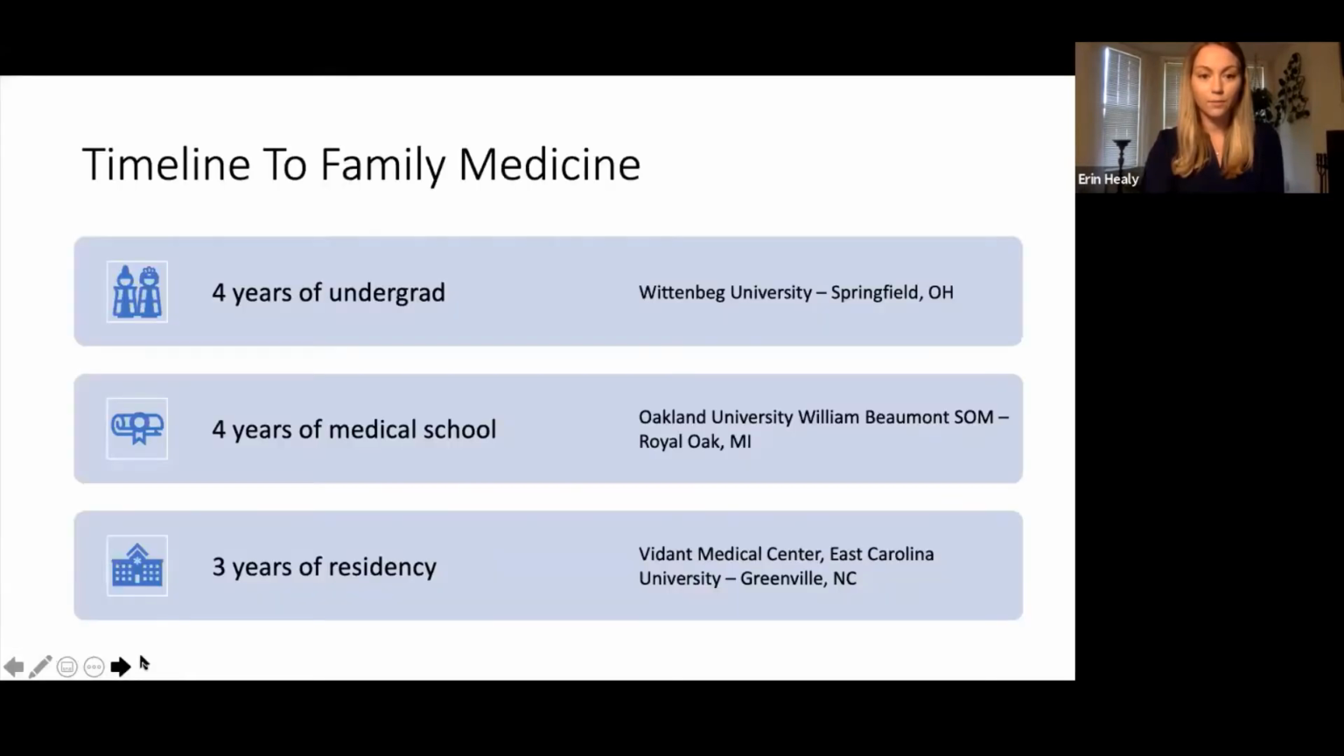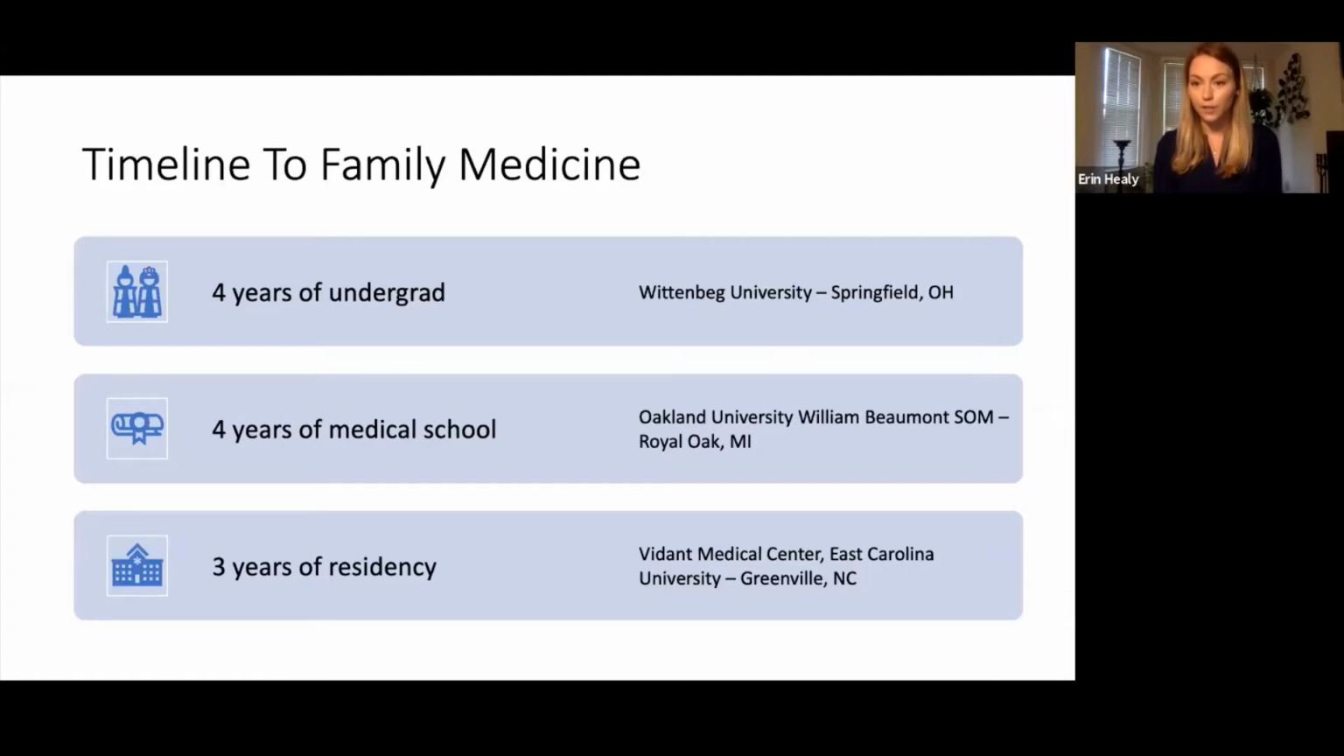Okay, so timeline to family medicine: 4 years of undergrad, 4 years of medical school, and then 3 years of residency. That 3 years is specific to any primary care field that you go into: pediatrics, internal medicine, family medicine, but residency can take up to 7 years depending on your specialty. The surgical specialties are going to be a little bit longer. Ortho can be 5 to 6 years, general surgery 5 to 6 years, neurosurgery 7 years, and then tacking on different fellowships after that. But for myself, family medicine is 3 years, and I am electing to not do a fellowship and go right into practice.